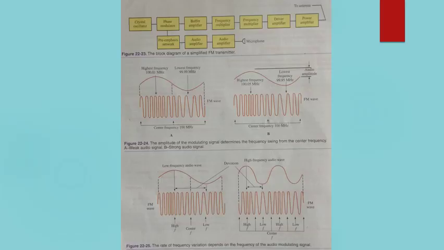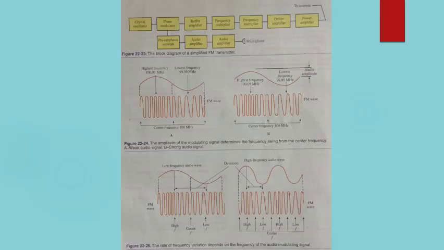In part A of figure 22-24, a weak audio signal causes the frequency of the carrier wave to vary between 101 MHz and 99.99 MHz. The deviation is plus or minus 10 kHz. In part B of the figure, a stronger audio signal causes a frequency swing between 105 MHz and 99.95 MHz, or a deviation of plus or minus 50 kHz. Again, the stronger the modulation signal, the greater the frequency departure, and the more the band is filled.